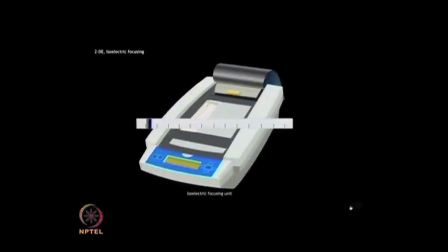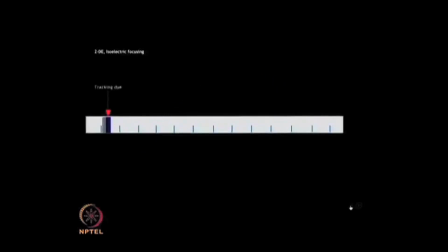These loaded strips are then focused on an isoelectric focusing unit by passing the current. The various proteins of the sample mixture migrate in the electric field and come to rest when the pH is equal to their isoelectric point or pI. So, they become neutral and are no longer affected by the electric field. The progress of electrophoresis is monitored by adding a tracking dye, which you can see in the animation moving ahead of the proteins.